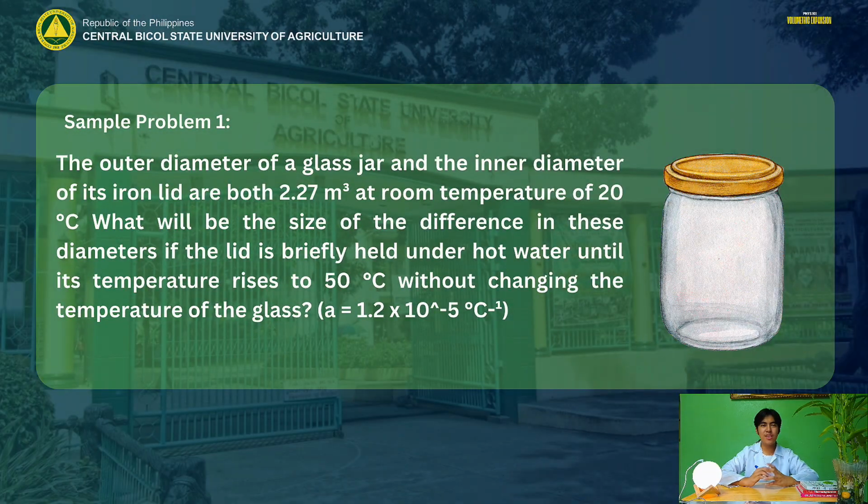Here is the sample problem. The outer diameter of a glass jar and the inner diameter of the iron lid are both 2.27 cubic meters at a room temperature of 20 degrees Celsius. What will be the size of the difference in these diameters if the iron lid is briefly held under hot water until its temperature rises to 50 degrees Celsius without changing the temperature of the glass? The alpha coefficient given to us is equal to 1.2 times 10 raised to -5 degrees Celsius raised to -1.